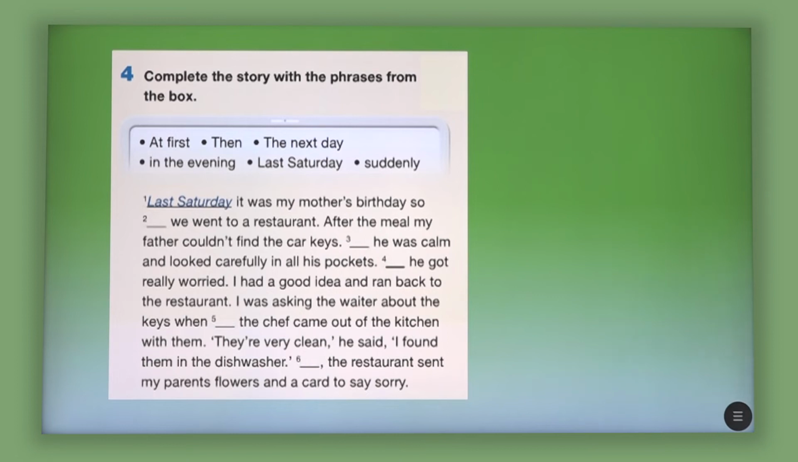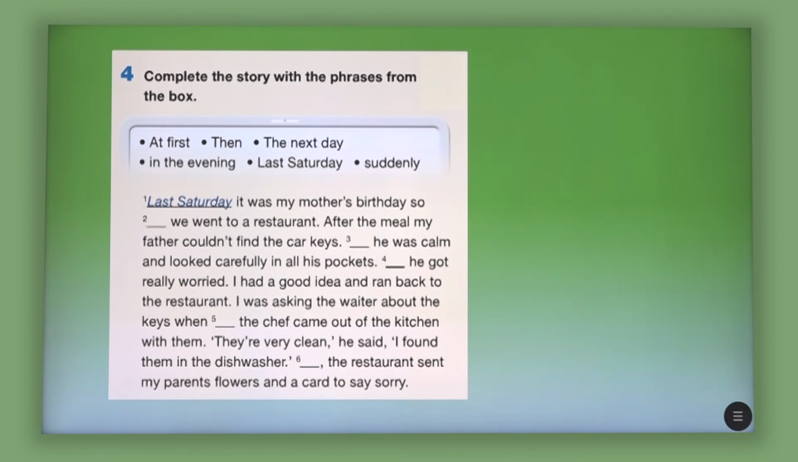Now let's try to complete the story with the phrases from the box. The phrases are at first, then, the next day, in the evening, last Saturday, and suddenly. All of them time phrases. Let's try to put these on the gaps, from the second to the sixth one. The first one is last Saturday.